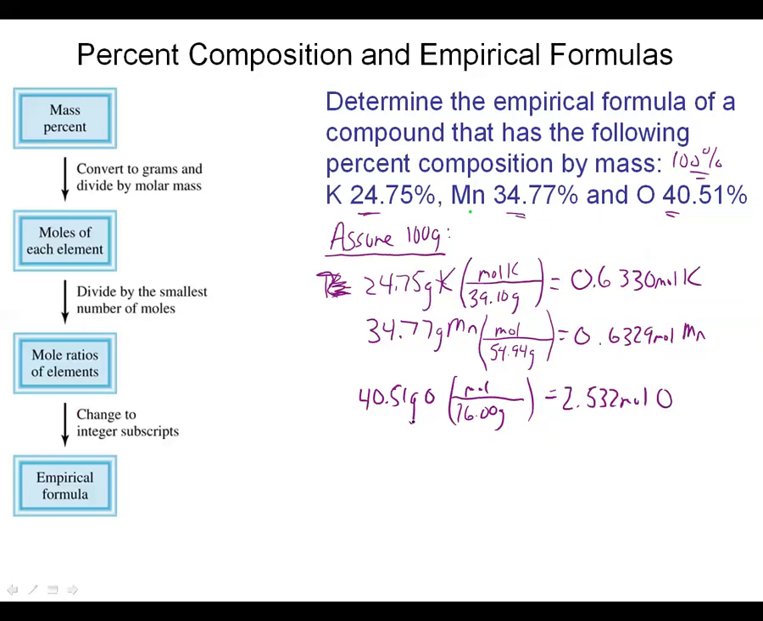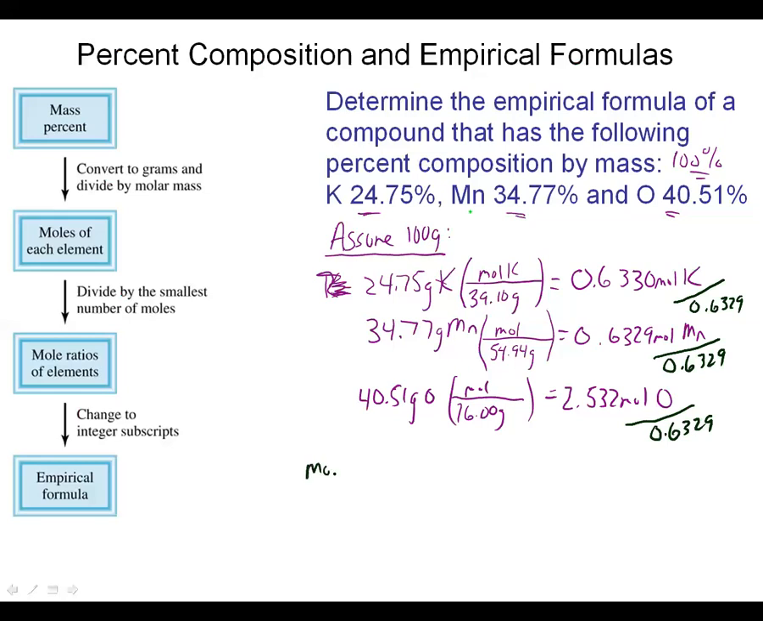into moles. Now, the next thing we want to do is take whichever one is the smallest number of moles. And in this particular case, they're pretty close. We're going to divide everybody by the smallest number of moles. So we'll divide everybody by Mn. And we'll divide this guy by 0.6329. So I'll come over here.